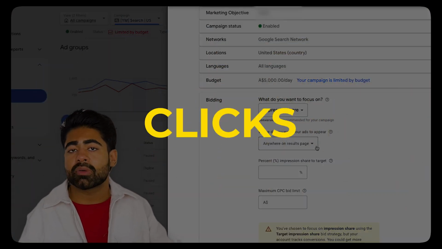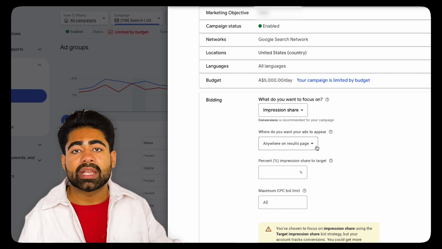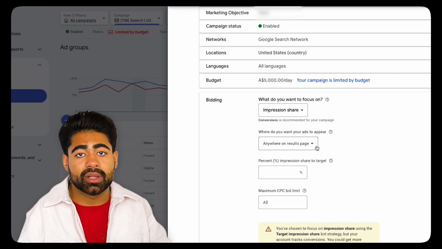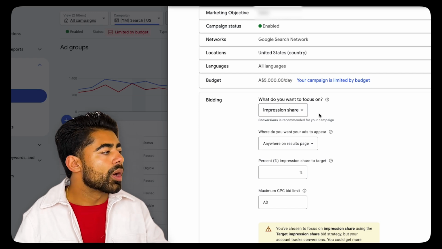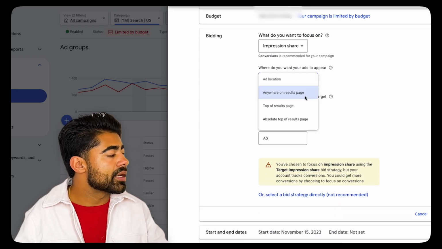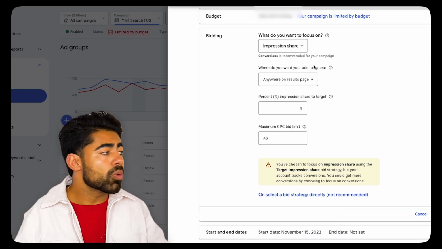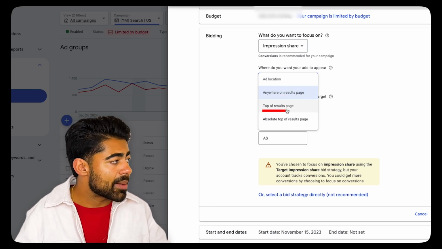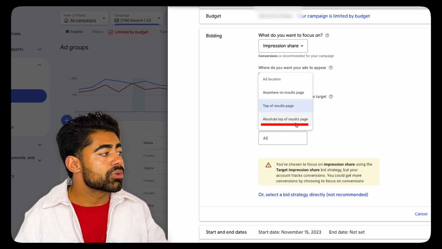You're trying to increase your search impression share, meaning you're trying to get more and more people to view your ads and get more visibility to them. And this can work in a lot of situations because you have the ability to actually tell Google where you want your ads to rank. Do you want your ads to rank anywhere on the results page? Do you want it to rank at the top of the results page? Or do you want the absolute top of the results page?